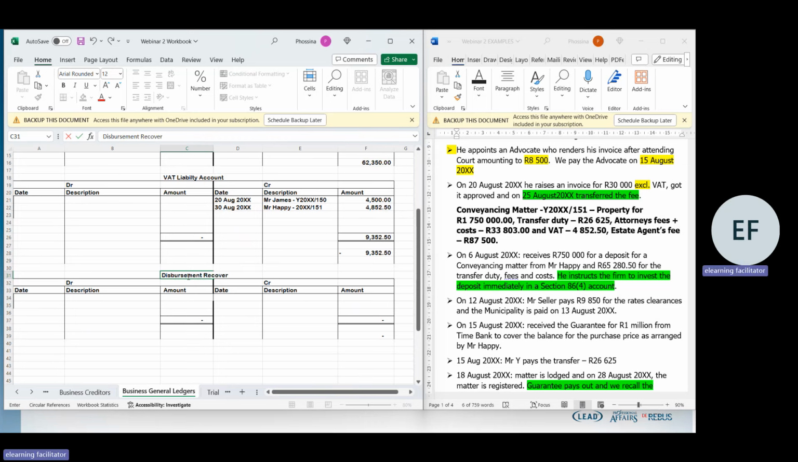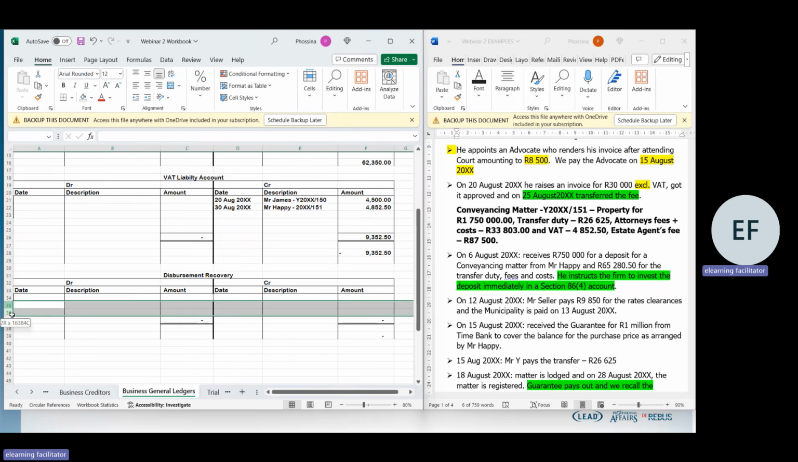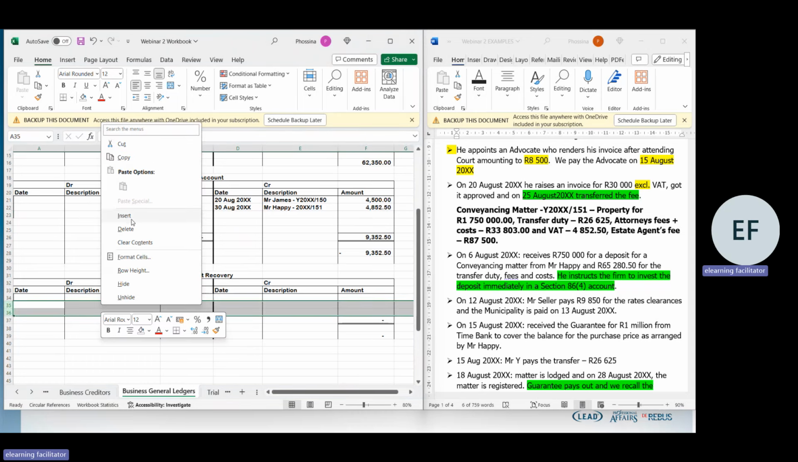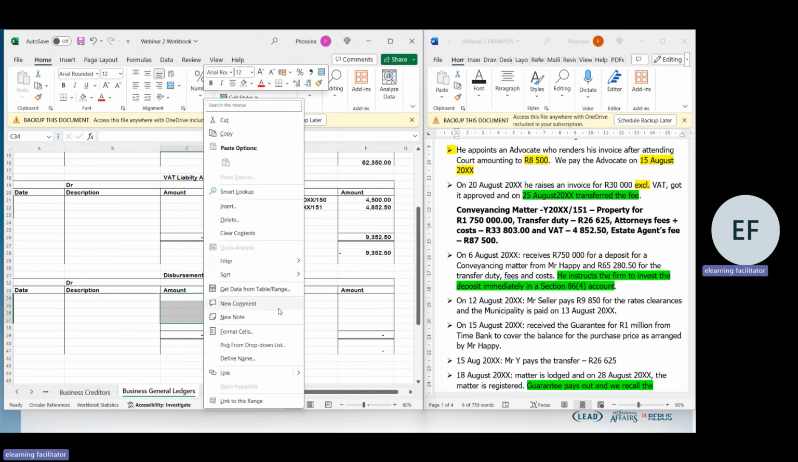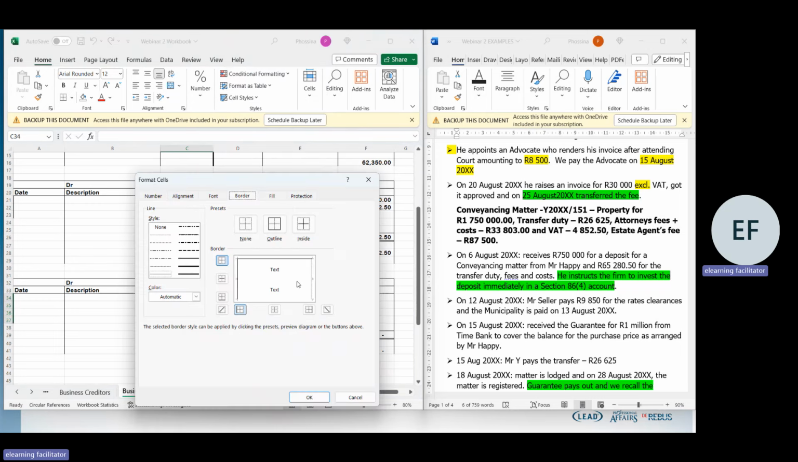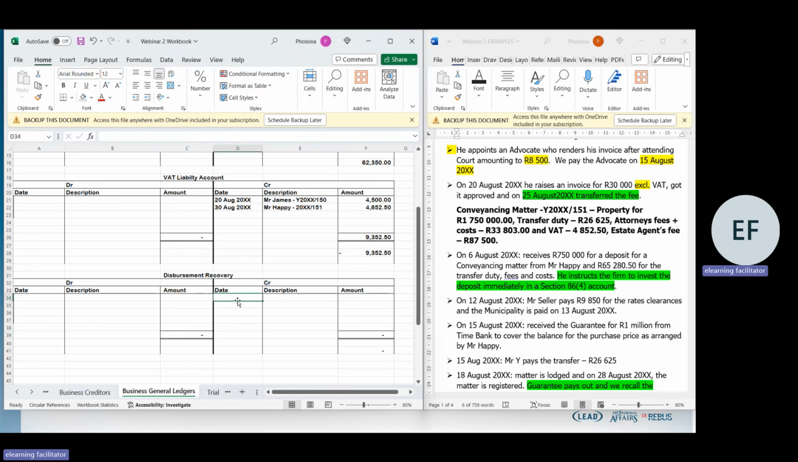Because this is not our fee. And if you can create this account and you're able to distinguish it like this, then it will be easier for you to record transactions which are not fees. So that's how I normally do it, separate and then show that this is not fees. Okay, so our disbursements recovery, it's coming from Mr. Happy.